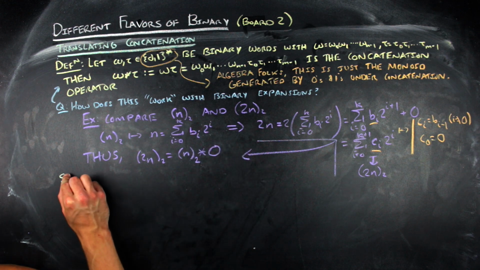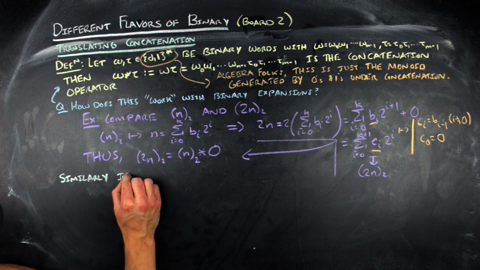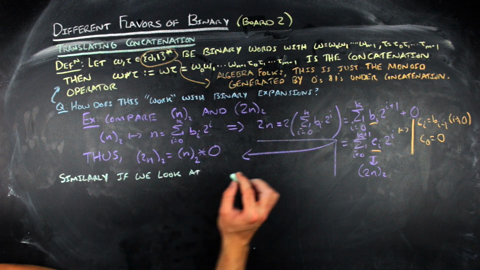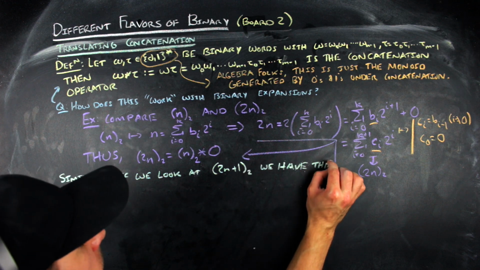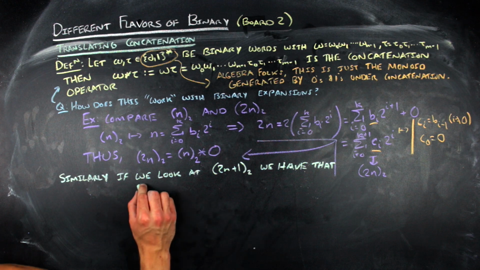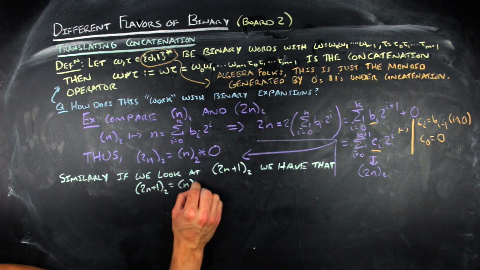In particular, what this means is that the binary expansion of twice a number is equal to the binary expansion of the original number, right concatenated with 0. A similar computation shows that when you look at the binary expansion of 2n plus 1, you end up with the binary expansion of the original number n, right concatenated with 1.